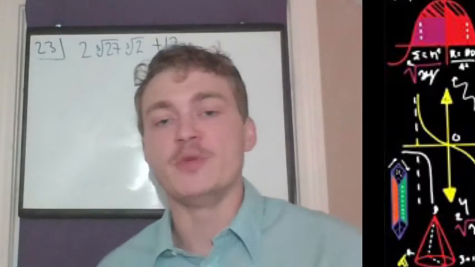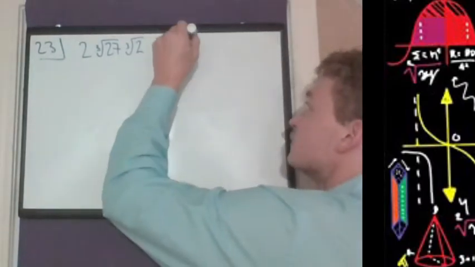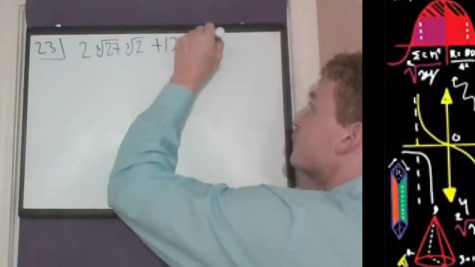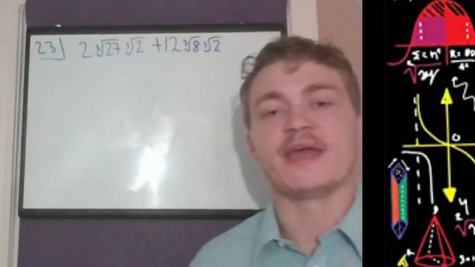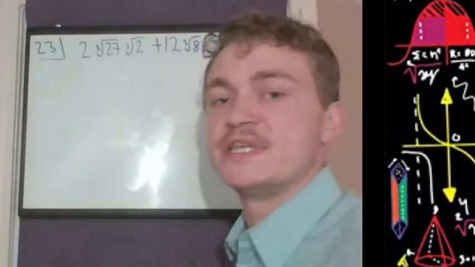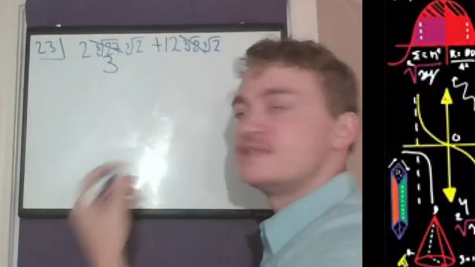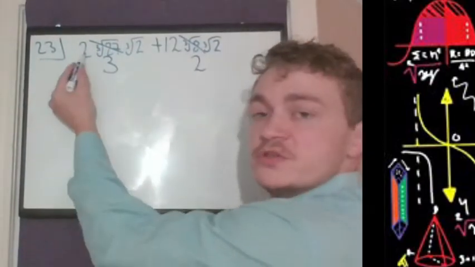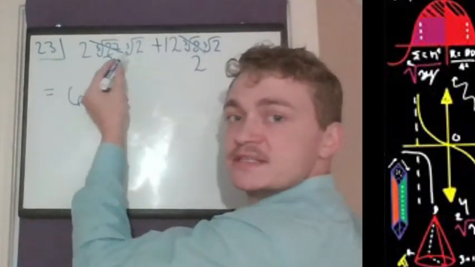16 is not a perfect cube. However, 8 is a perfect cube, and 8 divides 16 twice. Thus, the cube root of 16 is the product of the cube root of 8 and the cube root of 2. Evaluate the perfect cubes. The cube root of 27 is 3. The cube root of 8 is 2. 2 times 3 is 6. Thus, we have 6 cube roots of 2.